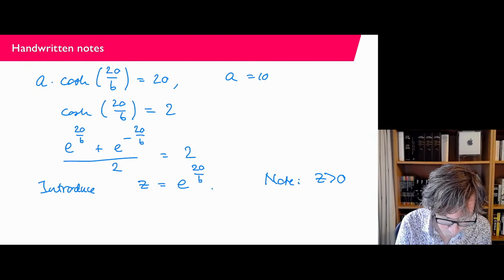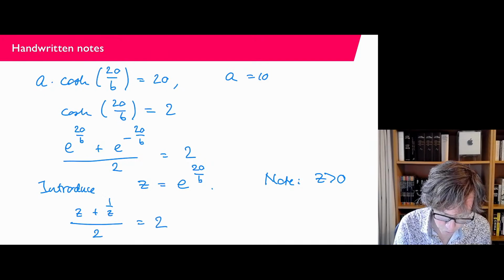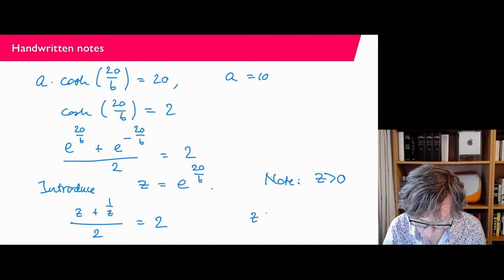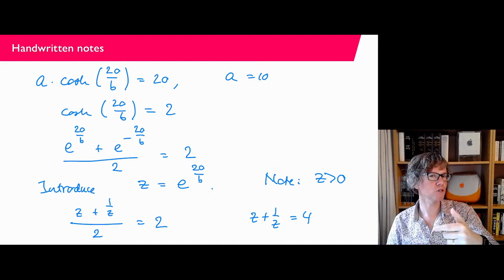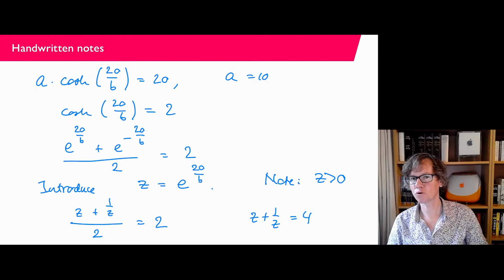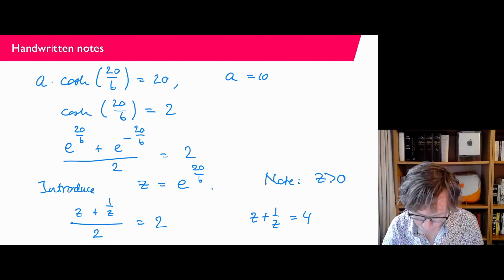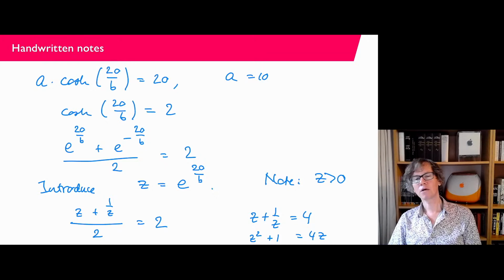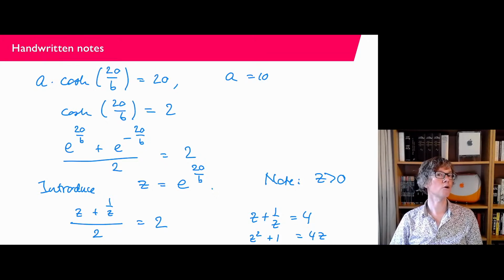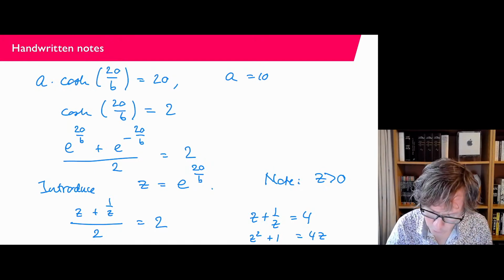So what do we have now? We have that z plus 1 over z, the whole thing divided by 2 equals 2. So z plus 1 over z equals 4. And this is still a bit of a strange equation because it has 1 over z in there. We don't have any easy techniques how to solve that. But what you can do is multiply the whole thing with z. Z is a positive number, so that's okay. And then we find that apparently z squared plus 1 equals 4 times z. And now we're getting somewhere, because this is a quadratic equation, and for quadratic equation you have the ABC formula. You know how to solve that. So let's also do that.